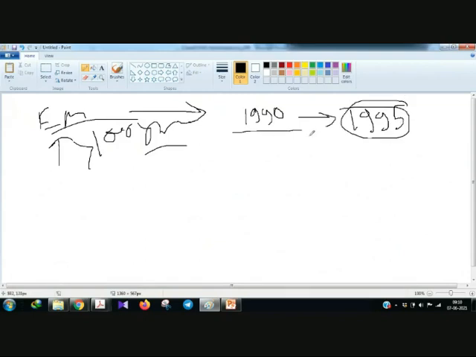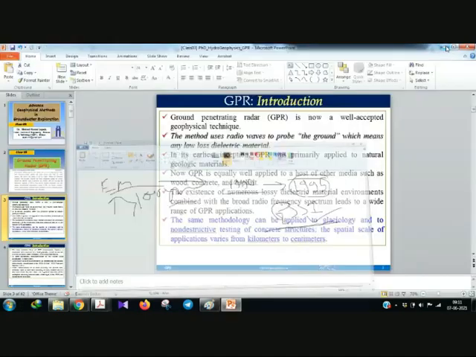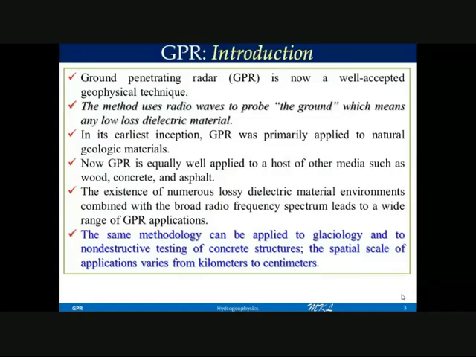Generally, in 1995, I think GSSI, that's the name of the company, Geophysical Survey Systems Incorporated, first commercially produced or developed a GPR system, and everything will be discussed here. Ground penetrating radar is a very well accepted geophysical technique. This method generally uses a radio wave to probe the ground, which means low loss direct emission.